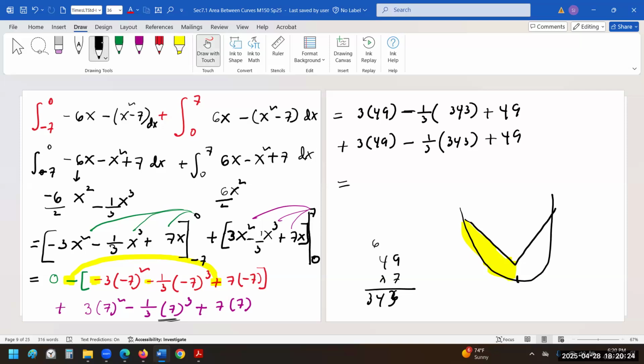So what's the answer? What do you have? 3 and 49, you have 149. So basically you have 4 times 49, and then you're subtracting 343 divided by 3, and then times 2.